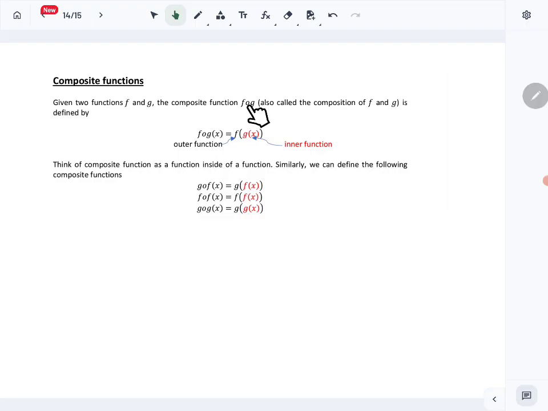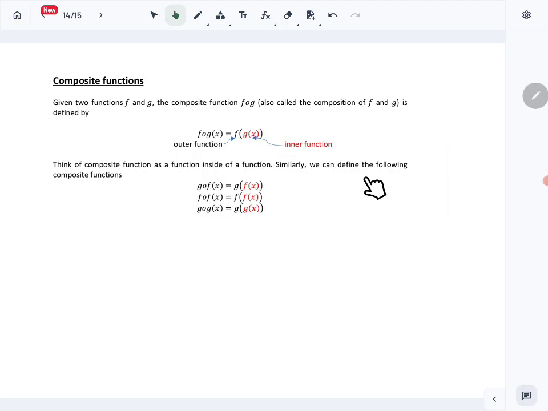This notation f circle g is called composition of f and g. This is the composite function of f and g. So this is read as f circle g, right? So in this form, there's two functions. It's a function inside of a function. So the left one is the outer function, f, and the right hand side function is the inner function. So g is inside of f. This is how you write this. F circle g is f of g of x. So g is the inner function.